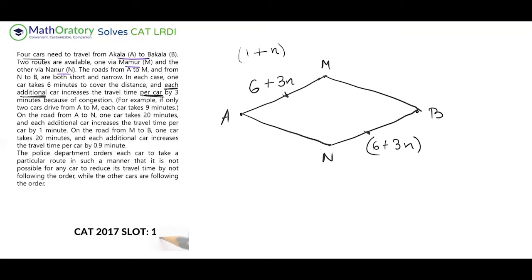Okay, so this is also for 1 plus n, so I can mark this, I guess. For M to B, 20 minutes each. Yeah, so it's the same for M to B as well. So first of all, for A to N, we have 20 plus n. Right. So these are the timings. And for M to B, let me write this a bit properly, we have 20 plus 0.9n. Okay, so these are the timings.